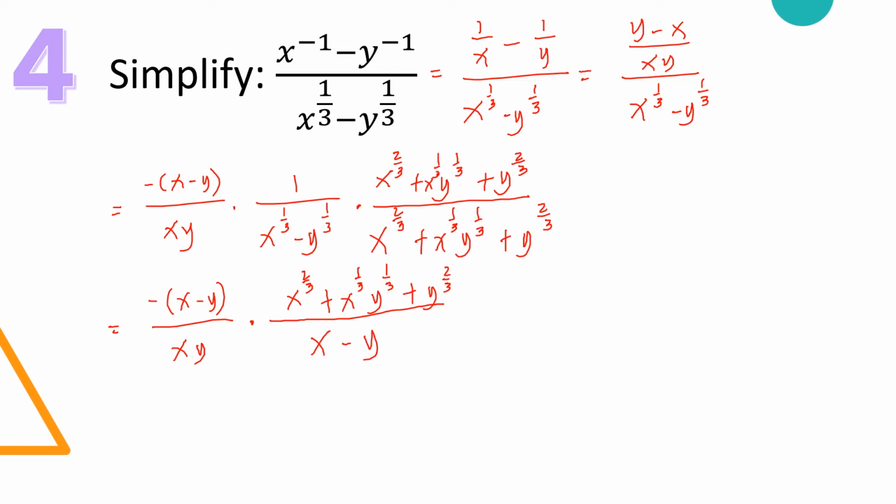Now we can divide x minus y over x minus y as equal to 1. Hence, our final answer is the negative of x raised to 2/3 plus x raised to 1/3 y raised to 1/3 plus y raised to 2/3 all over xy.